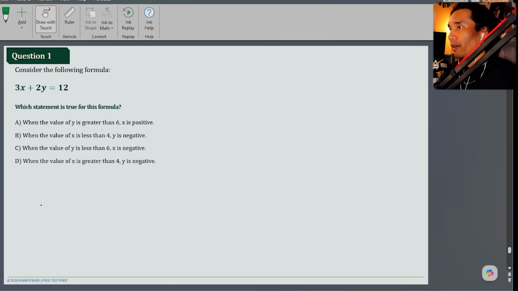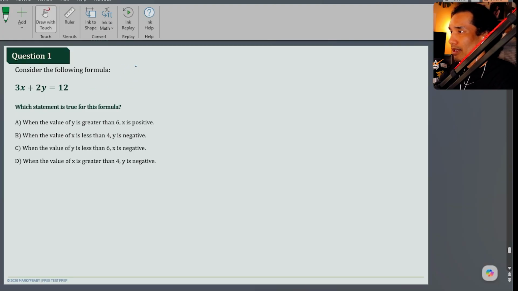Question number 1, consider the following formula: 3x plus 2y equals 12. Which statement is true for this formula? It has all these answer choices right here. The first thing I would do is find my x and y intercepts, because we already have x and y on one side. All we have to do is set x to 0 for the y-intercept and y to 0 for the x-intercept. Let me show you.